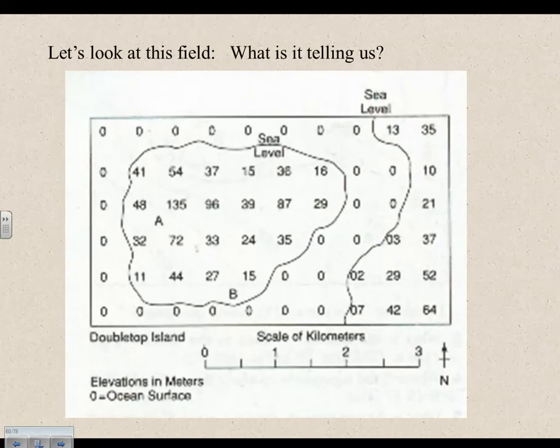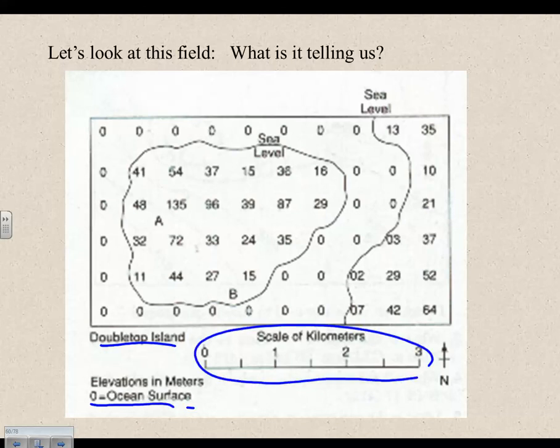Let's take a look at this field right here. What's it telling us? So we have some information at the bottom here. It says it's an island. It says that the elevations are in meters, and the O stands for ocean. There's a distance scale, and north is up. That's our legend down there.